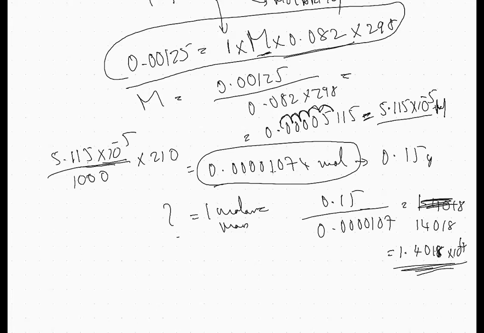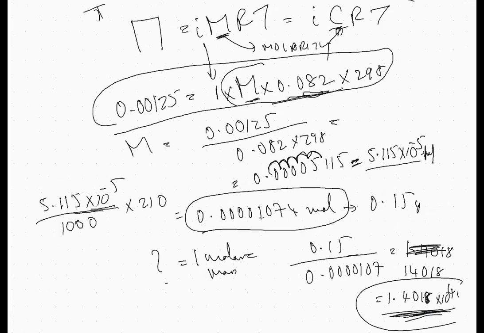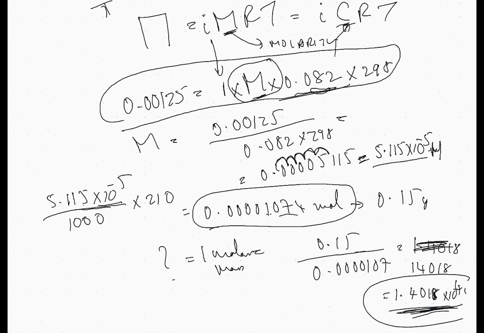Look at the method. They gave osmotic pressure, and the Van't Hoff factor we found out because it's an enzyme, it doesn't break down. Then we know the temperature they gave us. They didn't give us the R value, but we know it. From that we can find the molarity. After we found the molarity, we know the number of moles in 1 liter, but the original solution was 210, so we calculated that the original solution should have only this number of moles. That mass we knew, 0.15 grams. So you divide 0.15 by the number of moles, and that's how you get the answer.